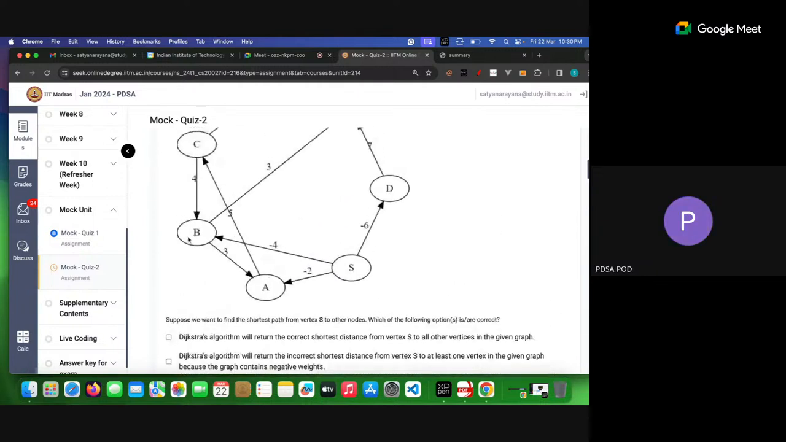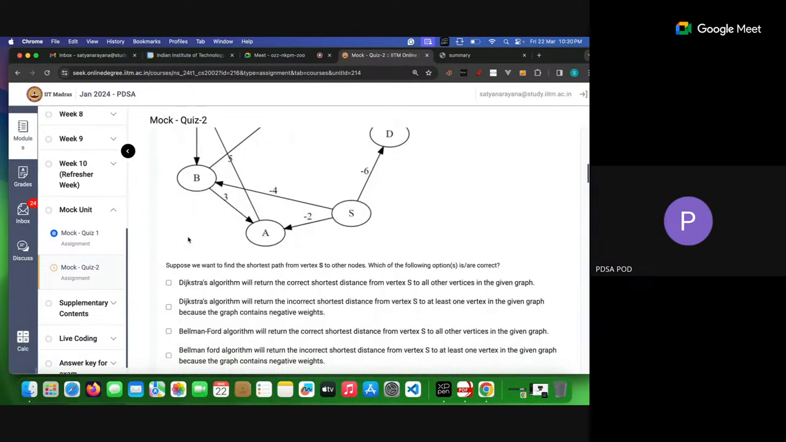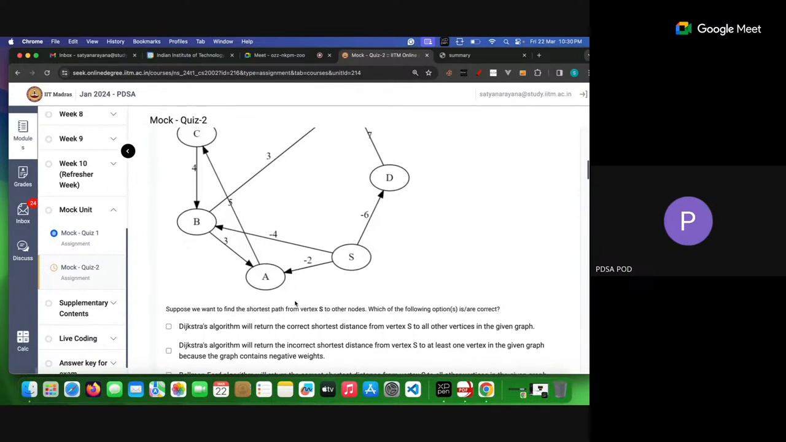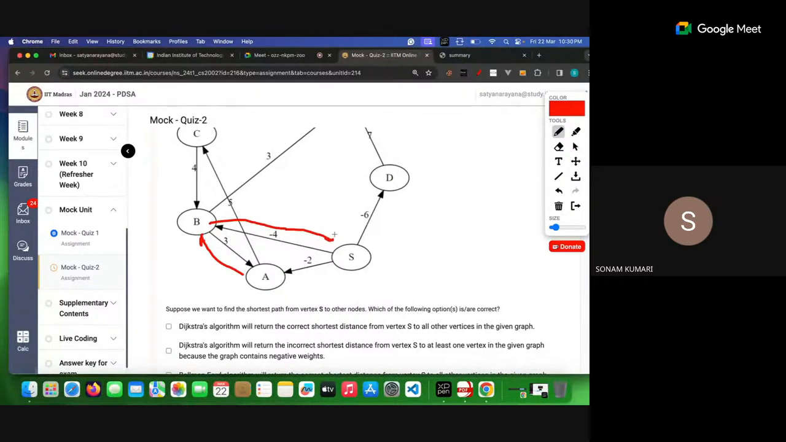Because based on this particular graph, this graph does not have a negative cycle. Like S to A, again A to B, again B to S, there might be a negative cycle. Look, I'm drawing that. Yes, it does not have a negative cycle, but it does not always give a correct shortest path. So the B answer can also be right.